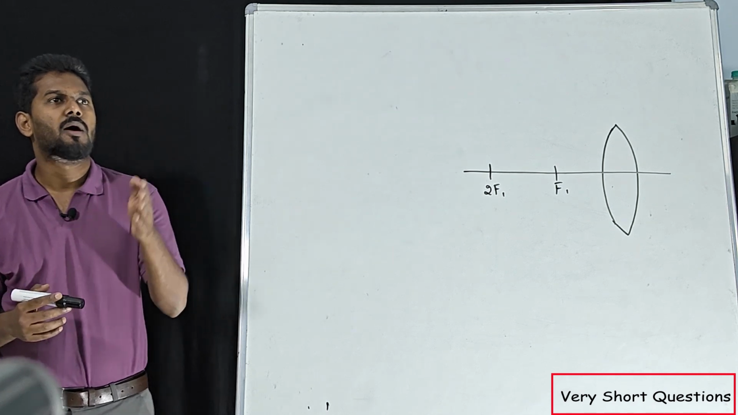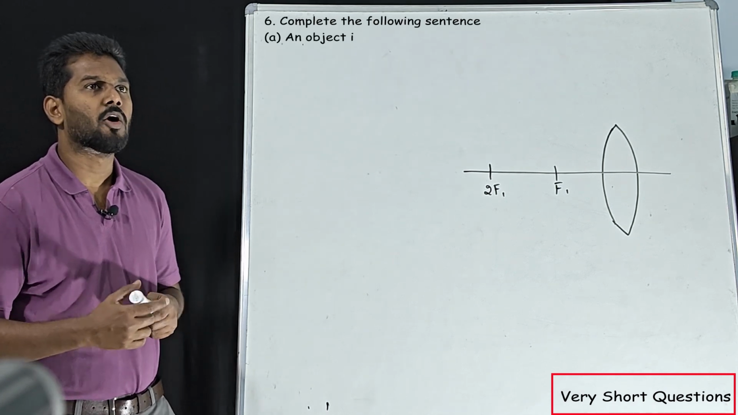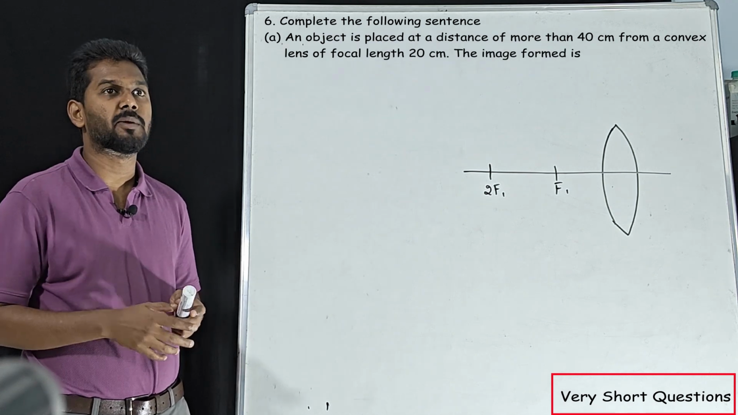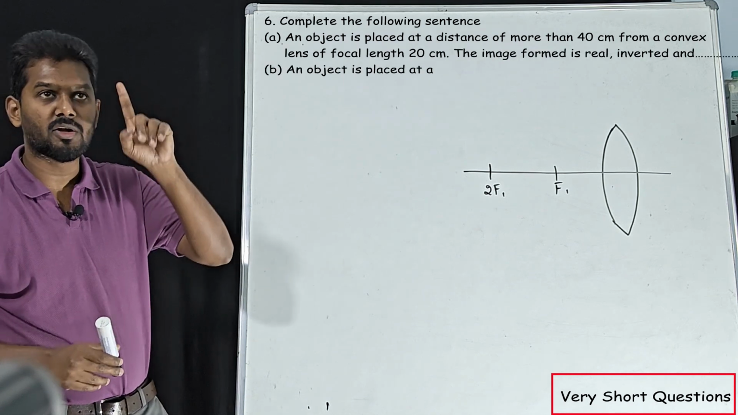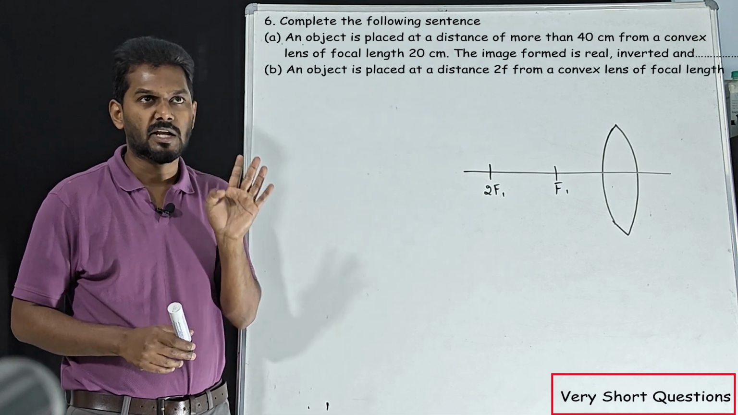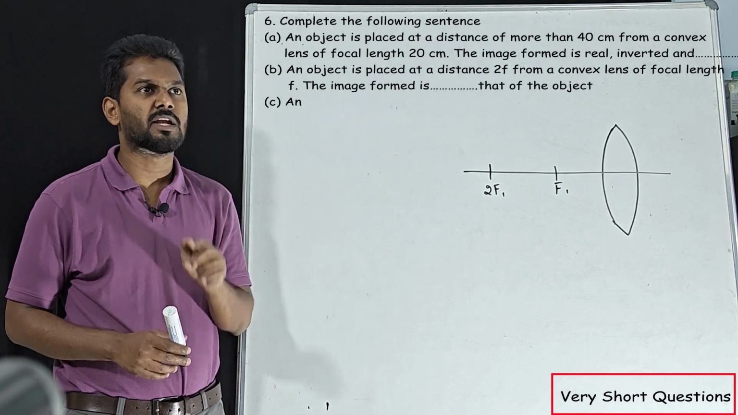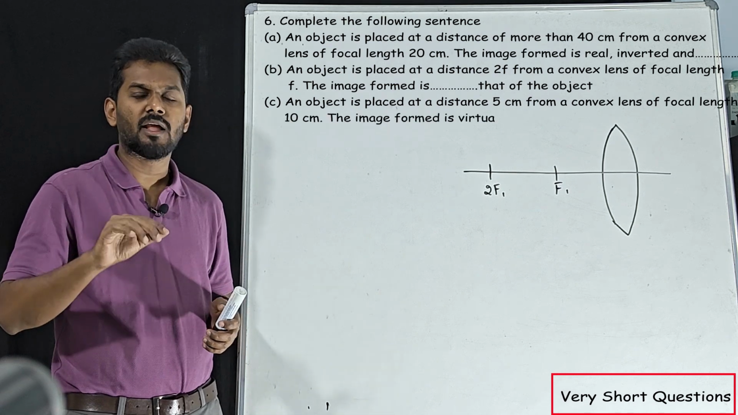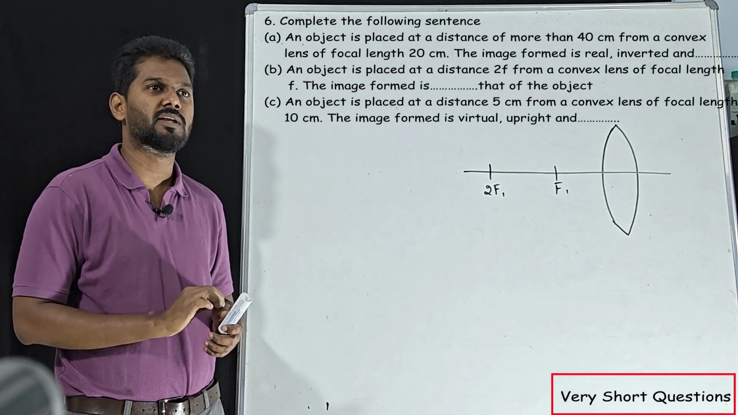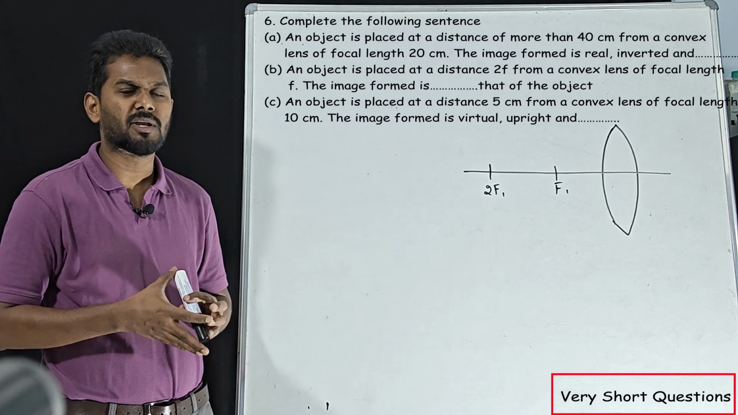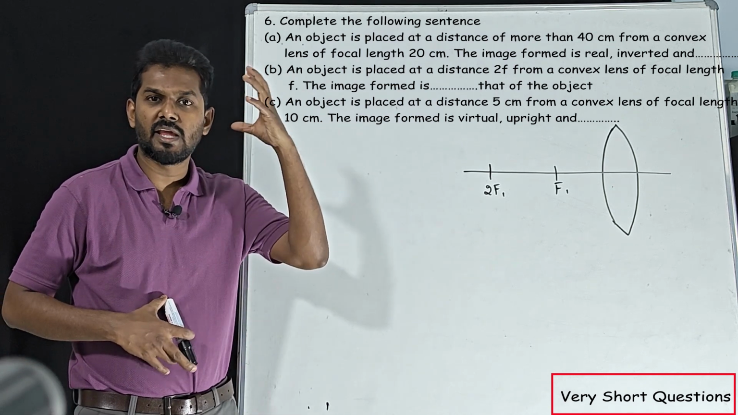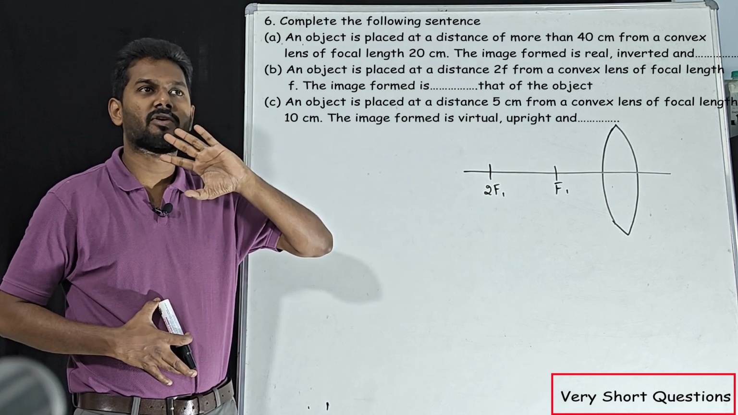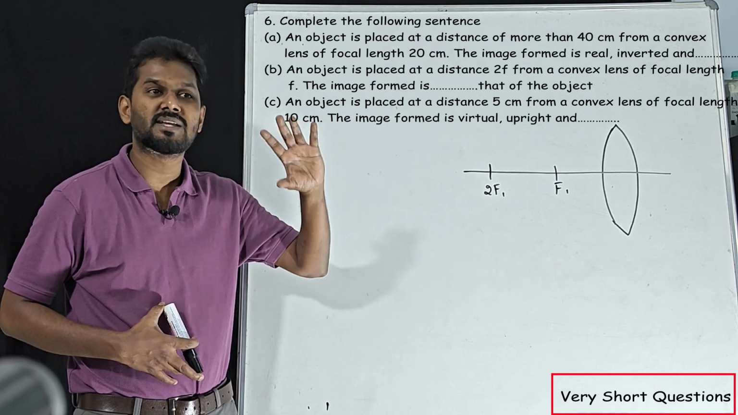Our next question, complete the following sentences. An object is placed at a distance more than 40 centimeter from convex lens. First we need to understand which lens and more than 40 centimeter, and the focal length is 20 centimeter. The image formed is real, inverted, and whether it is magnified or diminished. See, these kind of questions, sometimes a few students can easily analyze in their brain, but few students cannot. So few students will find it is difficult to understand the question only.